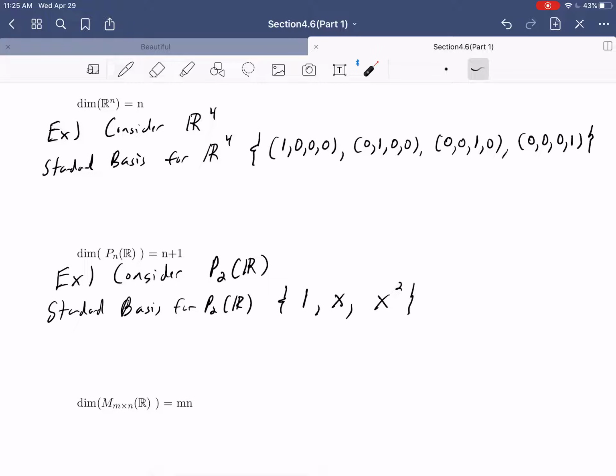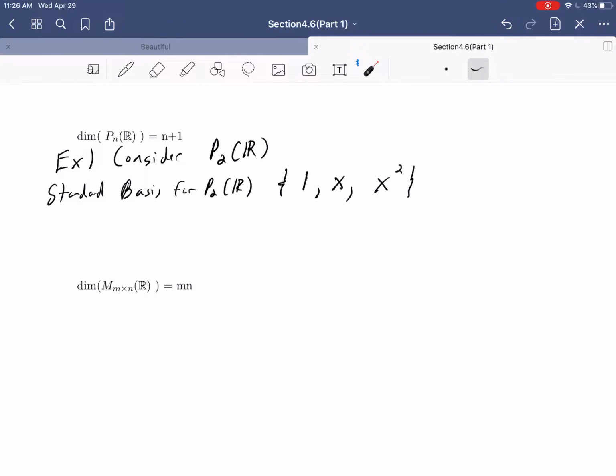Now, when I give these standard bases here, are these the only bases? No, of course not, right? But they do tell us the size of the bases by the previous theorem. So you can see that for P2 of R, how many vectors do we need for its standard basis? We need 3, which is why the dimension in general is n plus 1. If we wanted to talk about P5 of R, we would need 6 different polynomials.